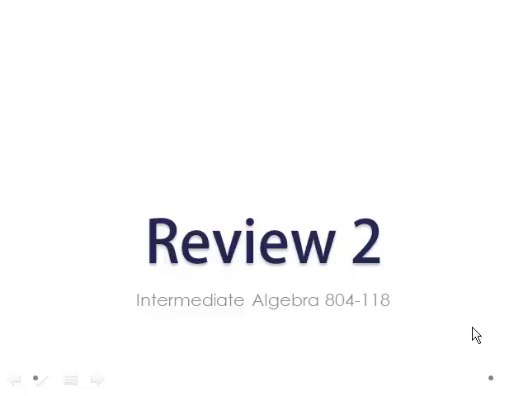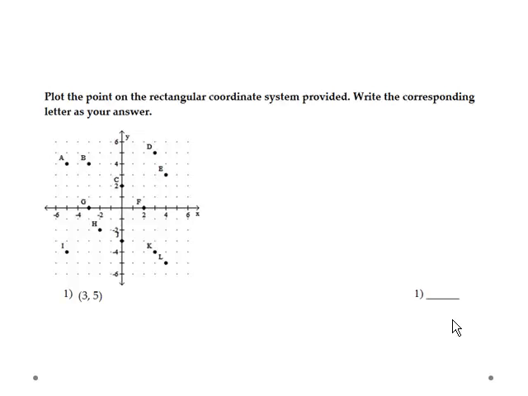All right, this is the review for Unit 2 for intermediate algebra. First thing we're going to do is practice plotting points. Plot the point on the rectangular coordinate system, write the corresponding letter as your answer. So which point is at over 3, up 5? D.